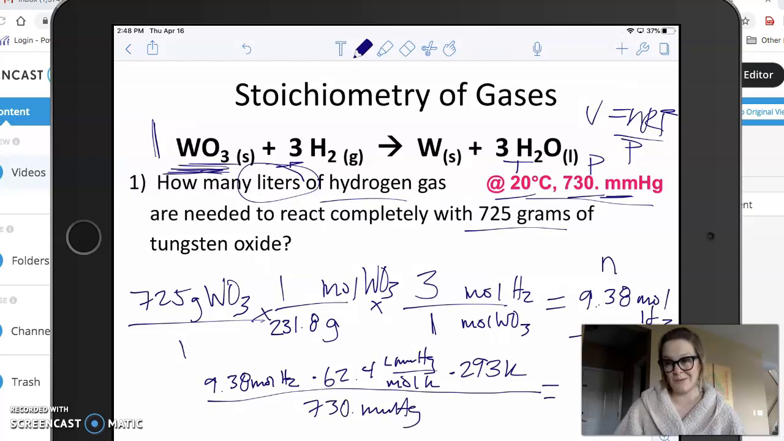So it's a little bit more work than using that 22.4. But in the end, I ended up solving that with this 9.38 moles, I would need 235 liters of hydrogen gas to use up 725 grams of tungsten oxide. It's fascinating. It's the only way to get good at this. Practice. Go for it.